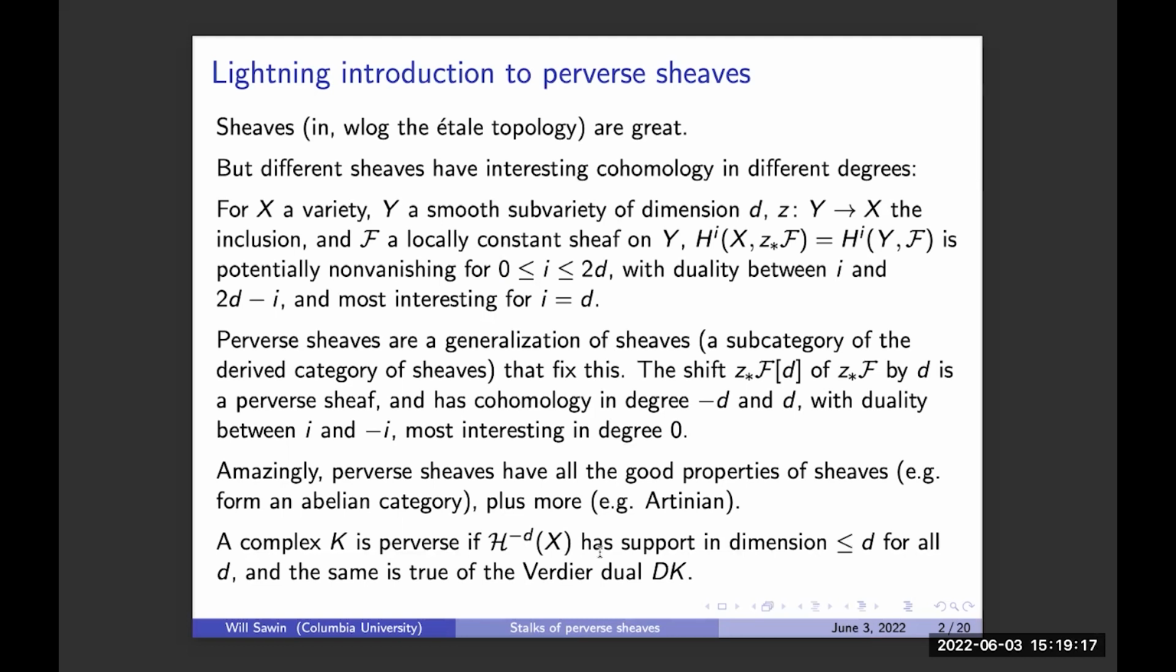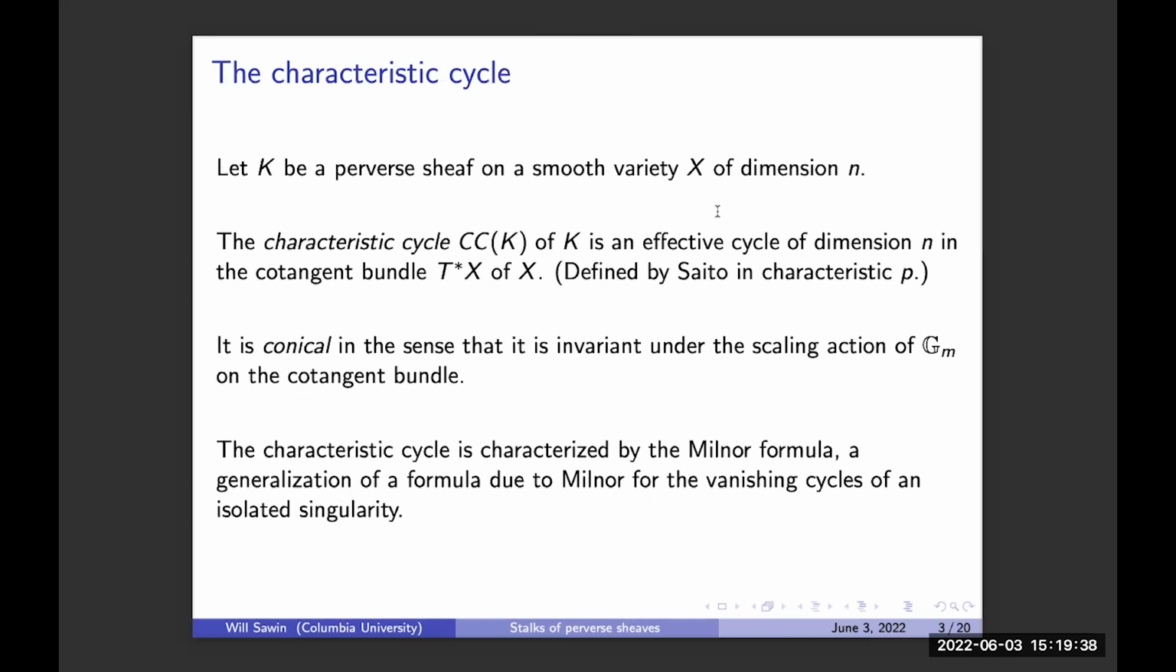And that's a general statement for all perverse sheaves, and we're going to try to get more precise understanding of the different cohomology objects for a specific perverse sheaf, in particular ideally for perverse sheaves that we construct as part of some broader geometric problem. So the other concept that I want to review or briefly introduce is the characteristic cycle, which is related to what appeared in previous talks.